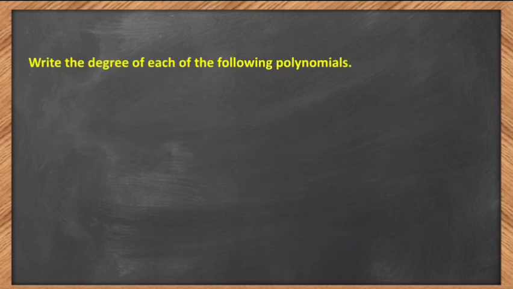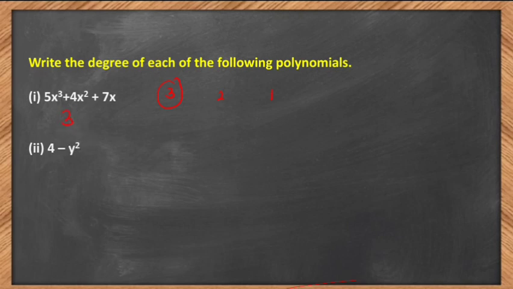Next, write the degree of each of the following polynomials. What is the degree? Degree is the maximum power of the variable. So what are the powers here? Here power is 3. Then here power is 2. Here the variable is not having power, which means that is 1. So which is the maximum power here? 3, right? So the degree of this polynomial is 3, because here the maximum power is 3.